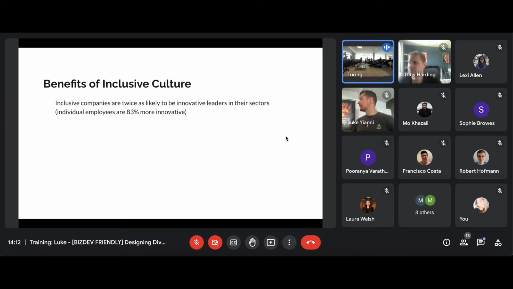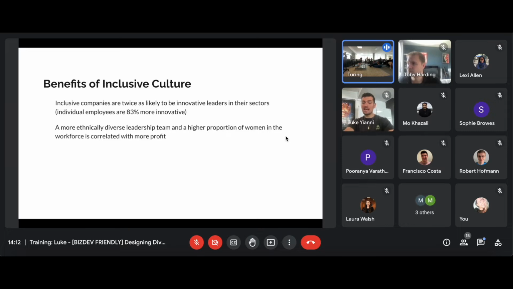There were studies saying inclusive companies are 4 times more likely, and there are some more stats that we'll go into as well. A more ethnically diverse leadership team and a higher proportion of women in the workforce is correlated with more profits. There was a study done in 2009 that showed the most ethnically diverse leadership teams had 15 times more profit than their equivalents without an ethnically diverse group. So business-wise, if you're listening to that, it sounds like a no-brainer, right?